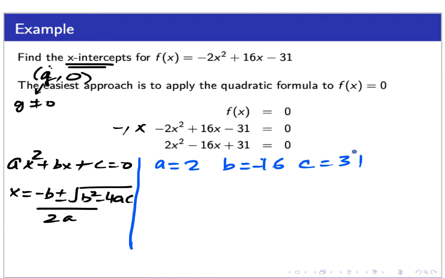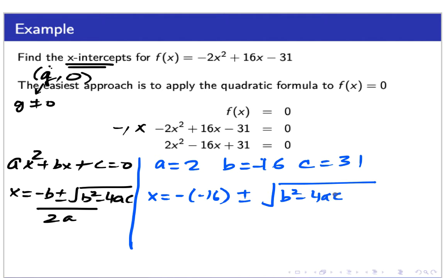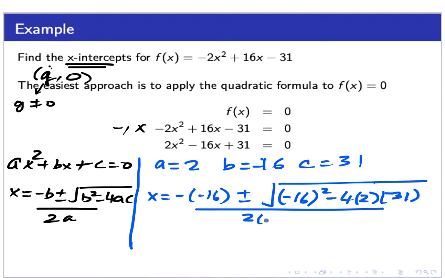Now when we do the math, x is minus b. So x becomes minus of minus 16, positive 16, plus or minus the square root of b squared minus 4ac. We have to substitute the values here. What is b squared? It's negative 16 squared, so you put the parentheses here, minus 4 times a, which is 2, times c, which is 31, over 2 times 2.